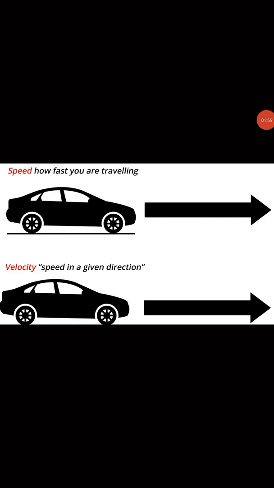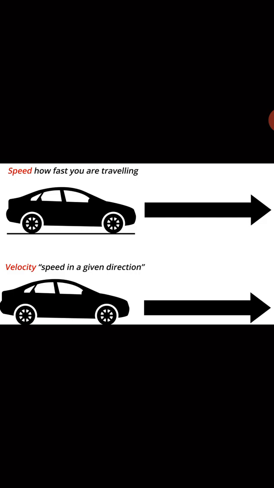Let's see this example now. Here, the car is moving towards the right. But if we speak about the movement of the car as to how fast the car is moving, that will denote its speed. So speed is how fast an object is moving, while velocity is the speed in a given direction.